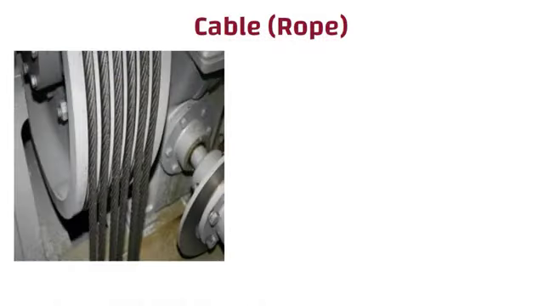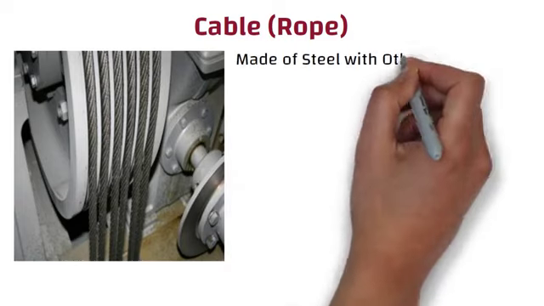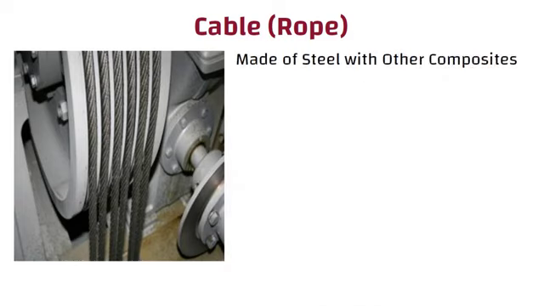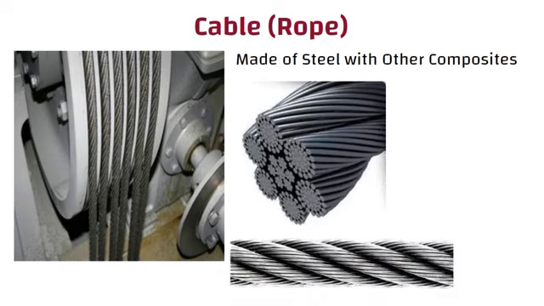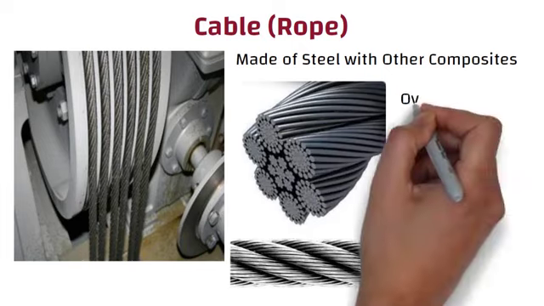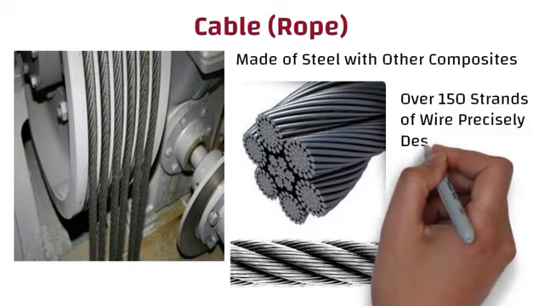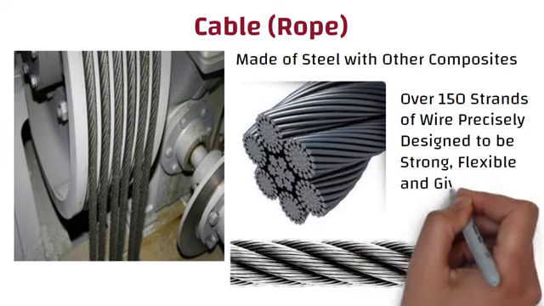Cable or rope. Elevator ropes are highly engineered and made of steel with other composites. Also, they are not single wires but several strands of various sizes wrapped together. A typical cable or rope can have over 150 strands of wire precisely designed to be strong, flexible, and give long life.